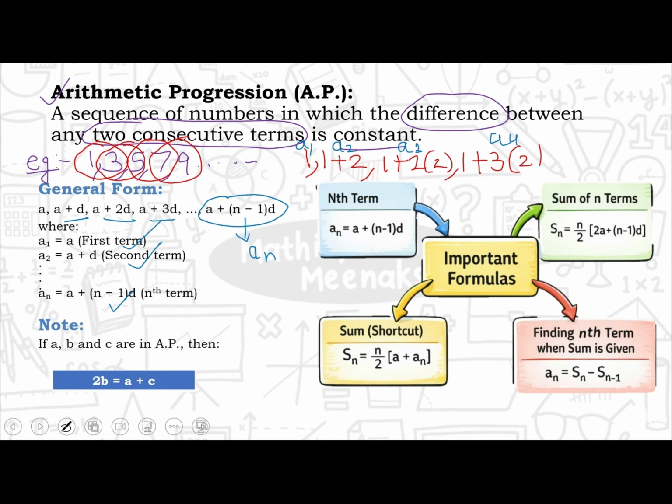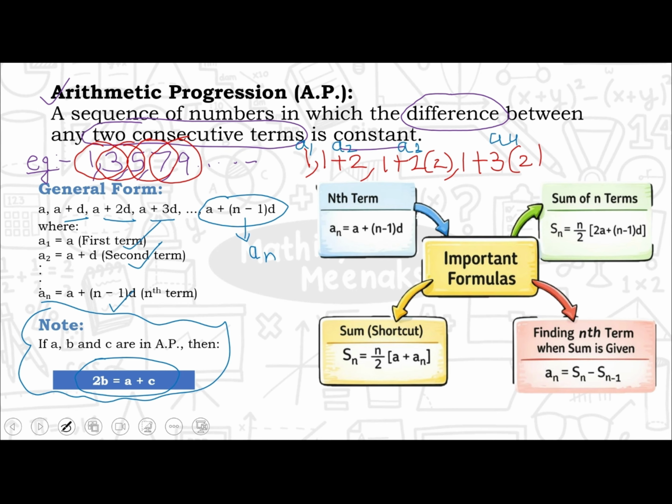Now I want to tell you one important note here: if three terms are in AP and they give you expressions like x plus 2, 2x, 2x plus 3 are in AP, and ask you to find the value of x or find the terms of this AP, you can use one formula here: twice the middle term is equal to the sum of the extremes.